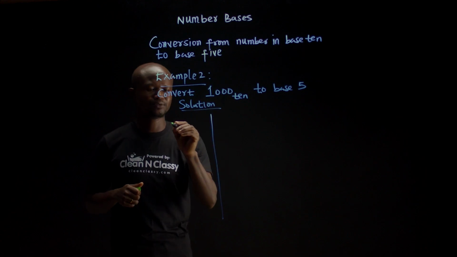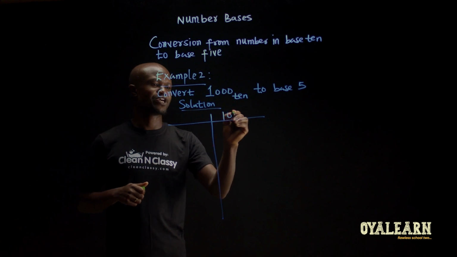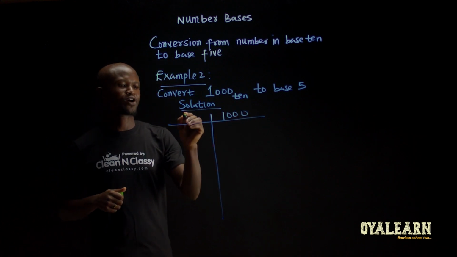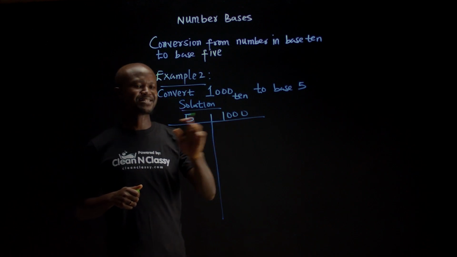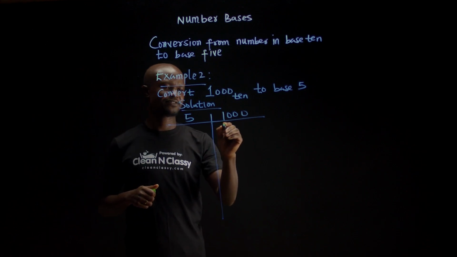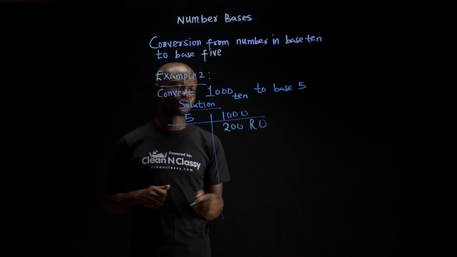Then we draw a table. We have 1000 here. We are converting to what base? Base 5. You write it here. 1000 divided by 5. That will be 200. Remainder what? 0.